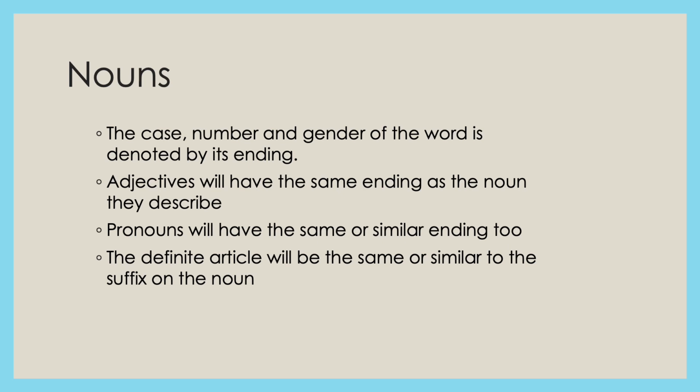A few other points to remember about nouns. The case, number, and gender of the word is denoted by the way it ends, not by where it is in the sentence. Adjectives will agree with the noun that they are describing, so their ending will also be like that noun's ending. Pronouns, similarly, will have the same sort of ending, or something similar to it. And the definite article again will be the same or similar. It will correspond with it.